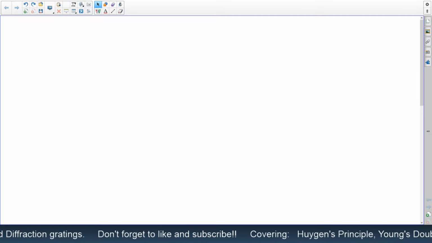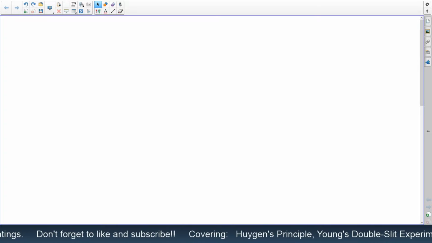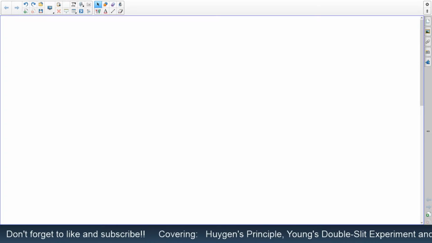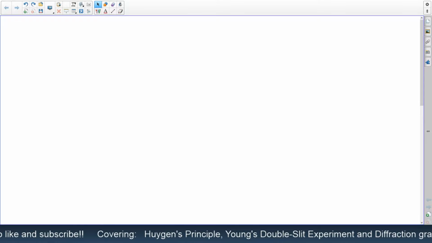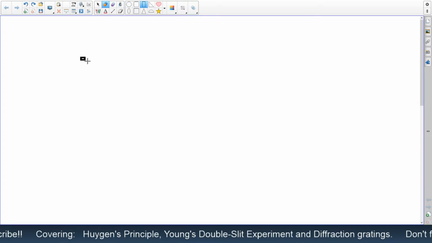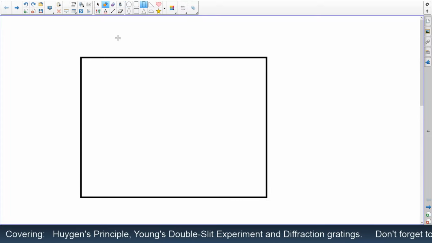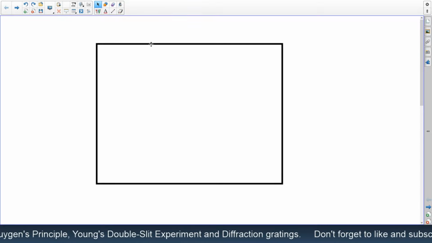This evening we are going to take a look at Huygens slits, diffraction gratings and all things interference. And to start with we're going to need to learn about something called Huygens' Principle. Basically the idea is that you can describe wave behavior as a series of wavelets that are coming from a particular spot.